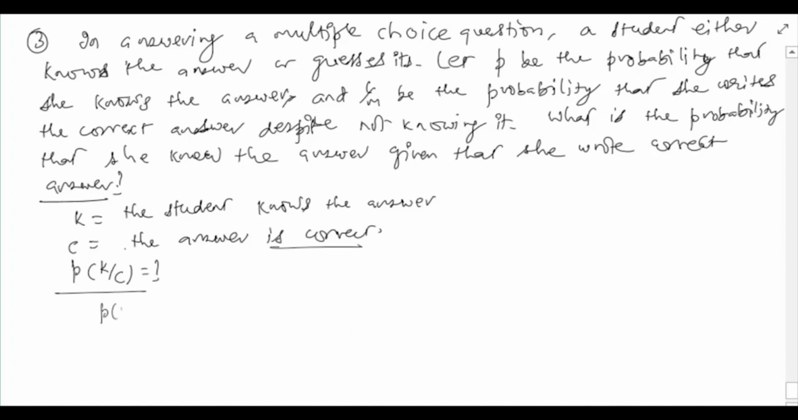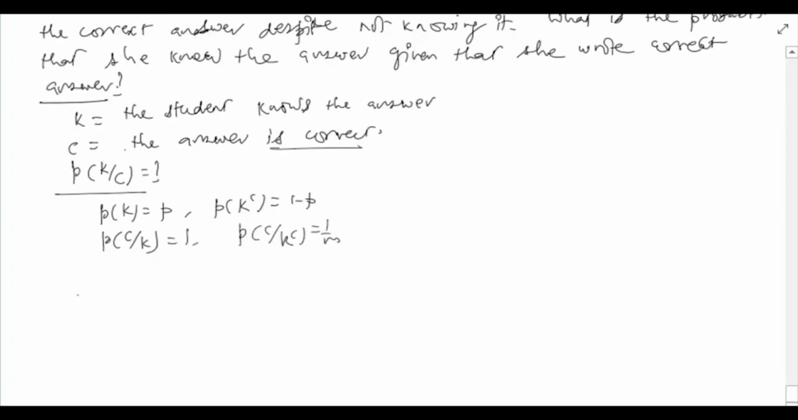Towards this, notice that probability of K is P, probability of K complement is 1 minus P, probability of C given K, that is, the student answers correctly given that she knows the answer, is 1, and probability of C given K complement is 1 by m. Now we can use Bayes rule to compute probability of K given C.